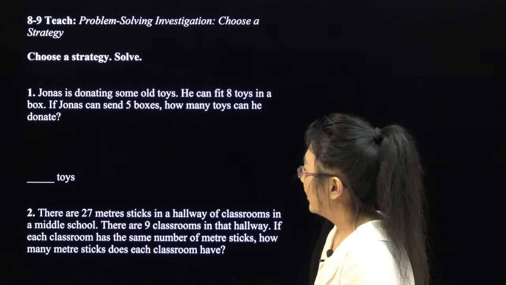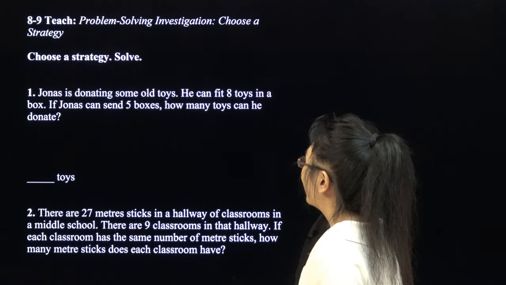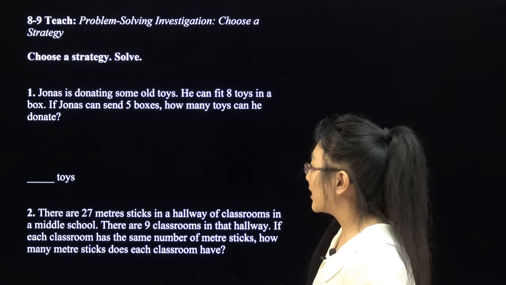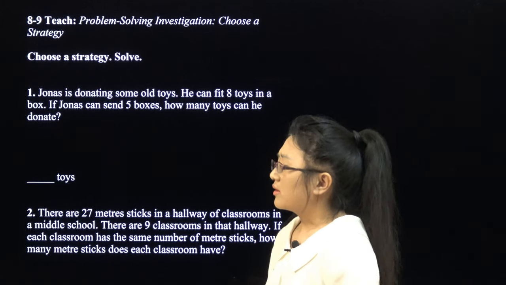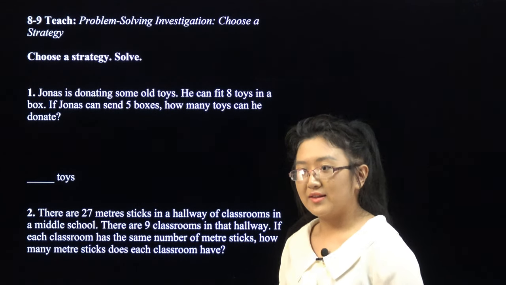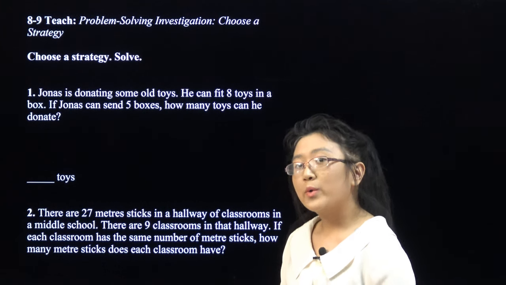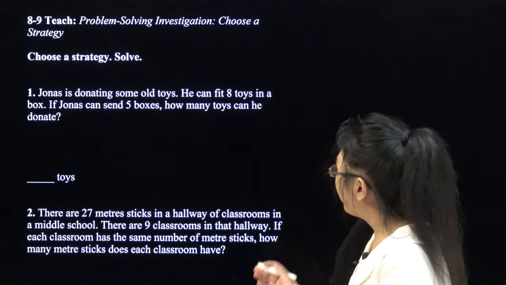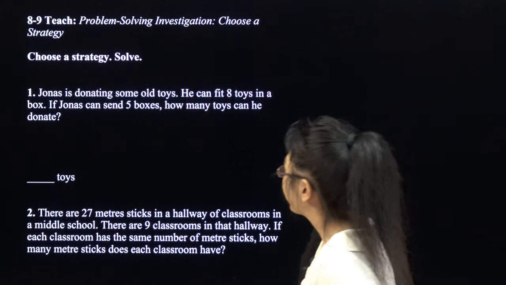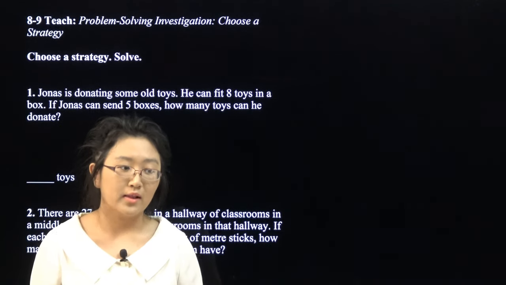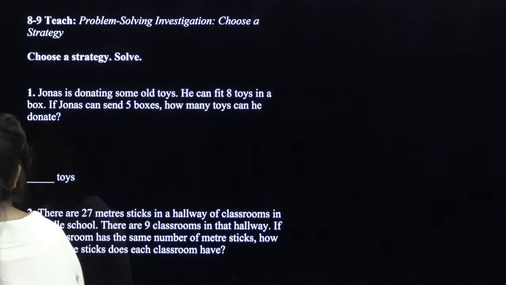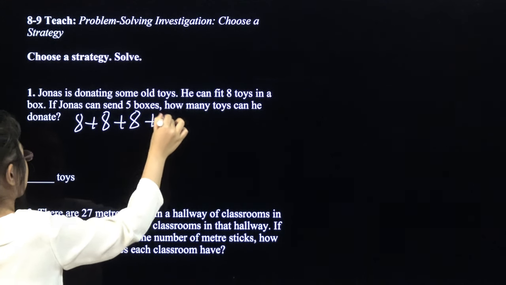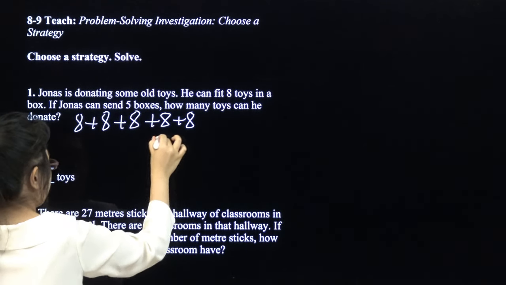Choose a strategy. Solve. Jonas is donating some old toys. He can fit 8 toys in a box. If Jonas can send 5 boxes, how many toys can he donate? So here's the thing. Even if there isn't a step 1, step 2, step 3, step 4, we still need to know what we are doing and understand the problem. So there's 8 toys in a box and 5 boxes. That sounds a little bit like multiplication. So that's 8 plus 8 plus 8 plus 8 plus 8, or 5 times 8.